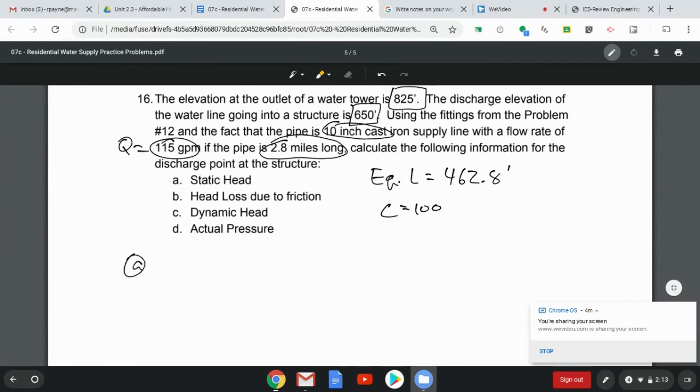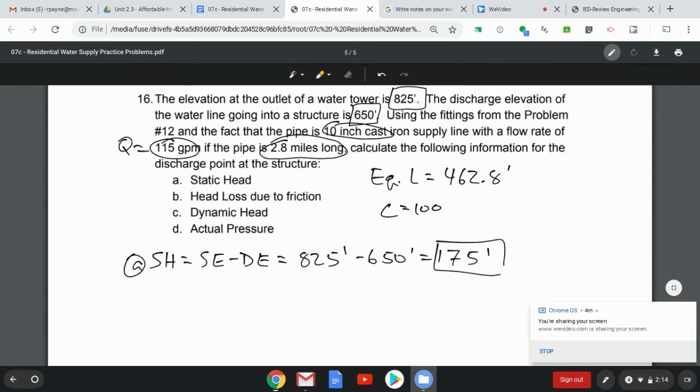So static head is equal to source elevation minus distribution elevation, which is 825 feet minus 650 feet, and therefore you get 175 feet of static head. All right, head loss.